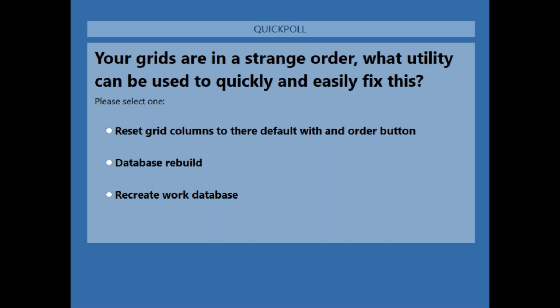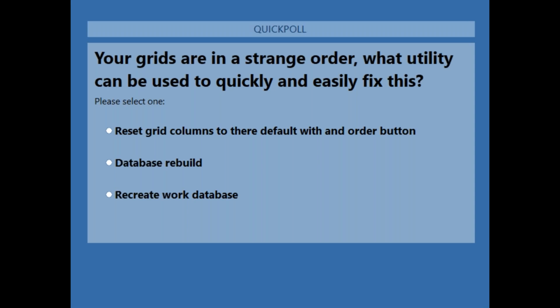So multiple choice, your grids are in a strange order. What utility can be used to quickly and easily fix this? It's A, reset grid columns to their default width and order. So actually use the reset grid button, grid column, third time's a charm. Reset the grid columns to their default width and order button. B, database rebuild, or C, recreate work database. So 3 utilities, A, B, or C.